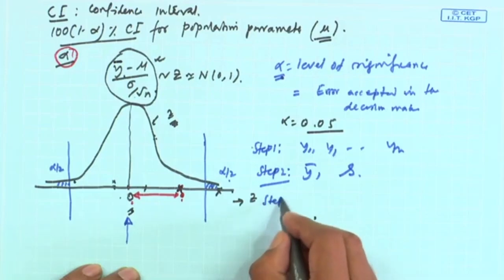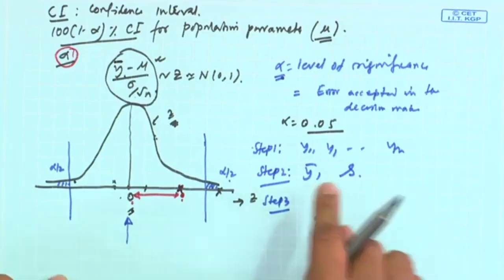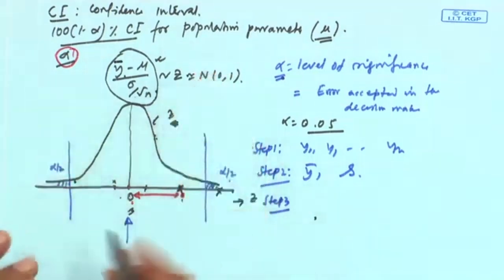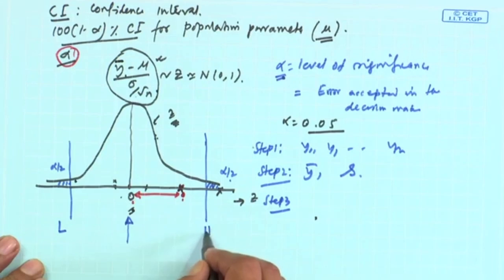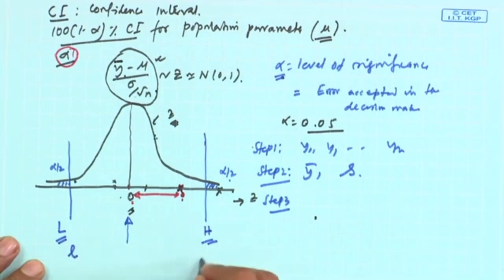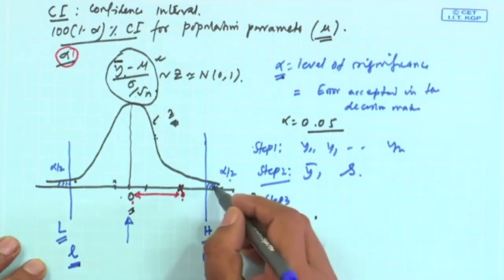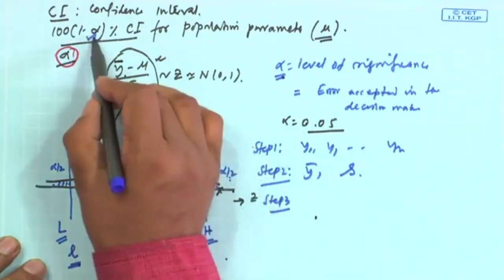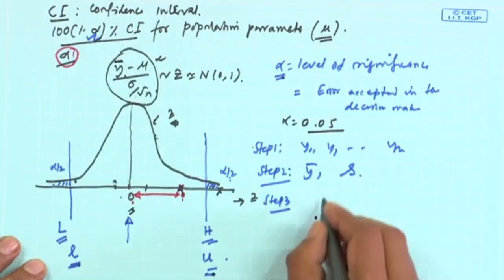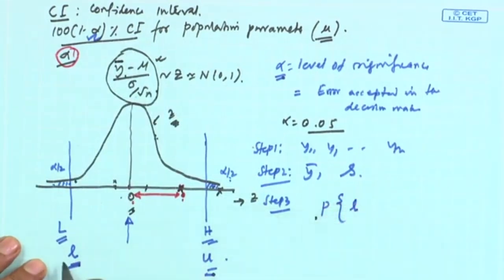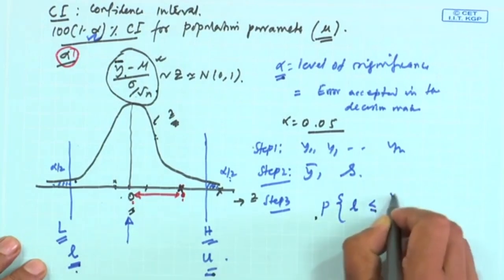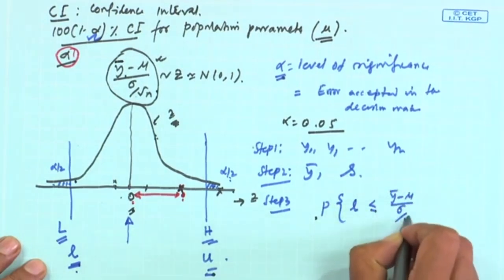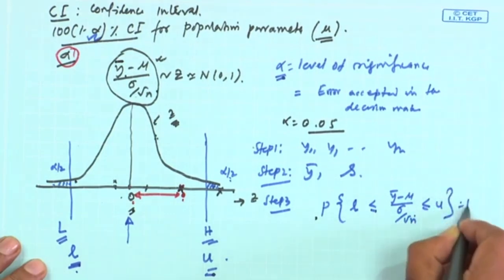Now step 3 is what? We say that if the computed value falls within this range, suppose this is the lowest and this is the higher one, or we can say this is L and this is U, the lower limit and upper limit. And then what does it mean? If this is alpha by 2, this is alpha by 2, the area under this curve is 1 minus alpha. So we are accepting that the probability of L less than or equal to y bar minus mu by sigma by root n, less than or equal to U, will be 1 minus alpha.